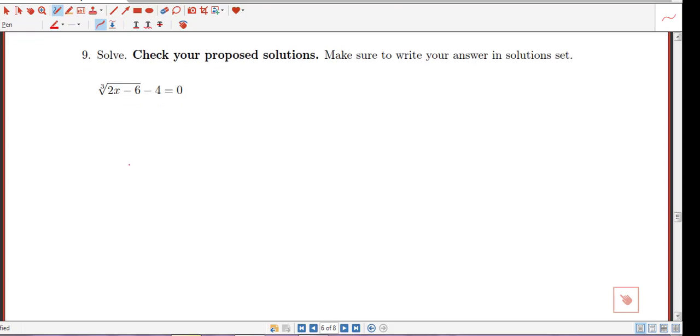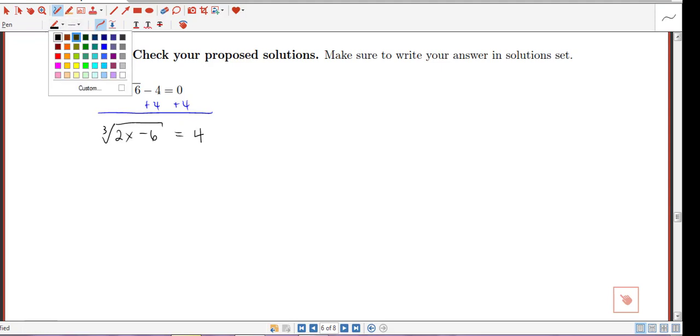Alright. Next one. Solve and check your proposed solutions. So let's get to it. Okay, step number 1, when you solve radical equations, what you want to do is you want to isolate a radical on one side of the equation first. So what I'm going to do is I'm going to move the minus 4 by adding 4 on both sides. So let me just show you all the work that I'm about to do. So I'm going to go plus 4, plus 4. Then here what we're going to get is cube root of 2x minus 6 equals 4.